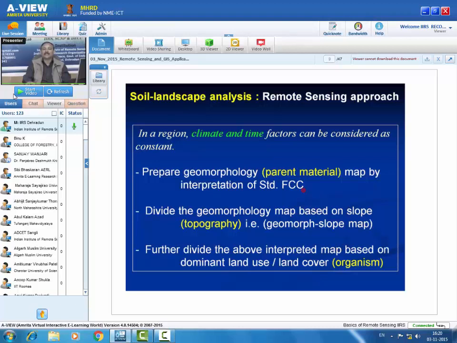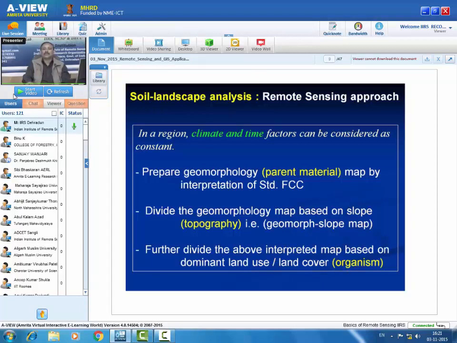So we first identify the different types of geomorphology in your area, and that will tell about the different types of parent material present in your area. Then you divide this geomorphology based on the topography, and topography means slope. Based on the slope you divide, and then you make the combination of geomorphology and slope, and further you divide the area based on your land use, land cover, which comes under organism.